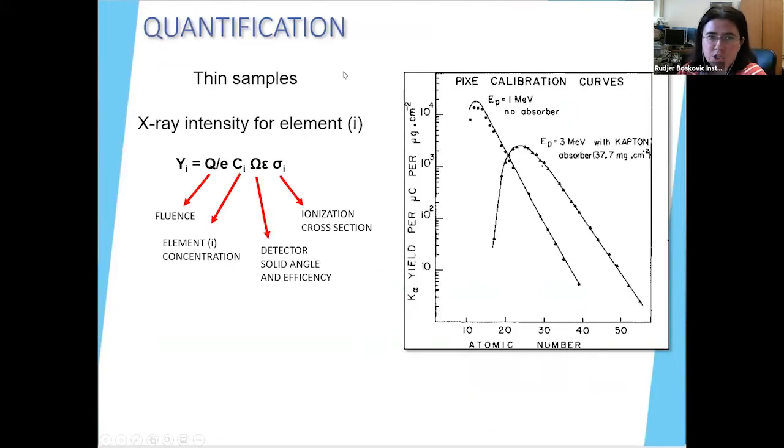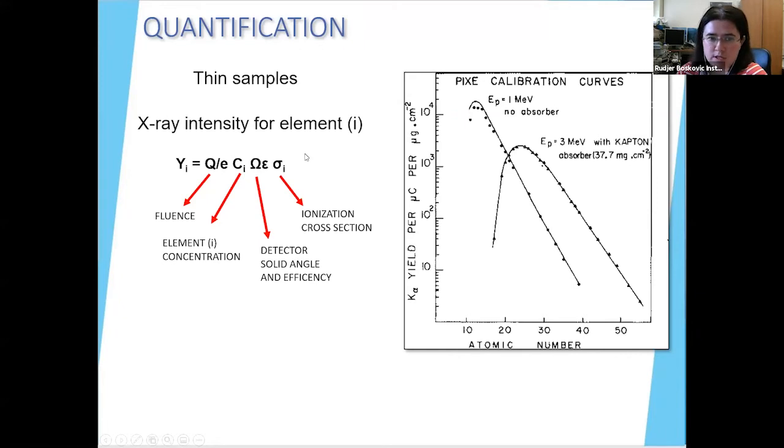So regarding quantification, we perform quantification depending on the type of the samples. In the case of thin samples, what we measure is the X-ray intensity for specific elements, which will depend on the total fluence, so how many ions hit our sample, and the concentration of the element. Also crucial is whether we have a big detector or a small detector, that is the detector solid angle, and what we mentioned before, the efficiency of our detector. And finally, the ionization cross-section, so the probability that the ion that enters will result in the emission of X-rays.